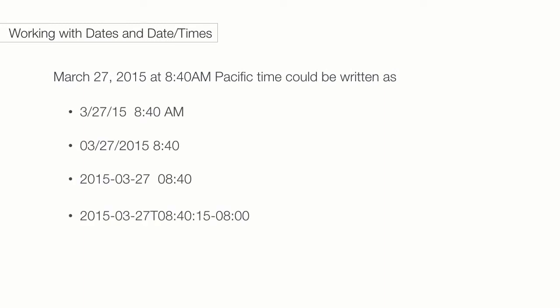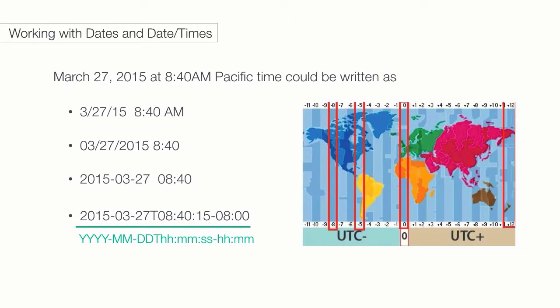If you were dealing with date and time, like March 27, 2015, at 8:40 a.m. Pacific time, which one of these do you think is the correct format? This one is slightly tricky, but the acceptable format is the last one. It starts with year, month, day, and time in hours, minutes, seconds, and time zone offset, that is UTC-8 for Pacific time.